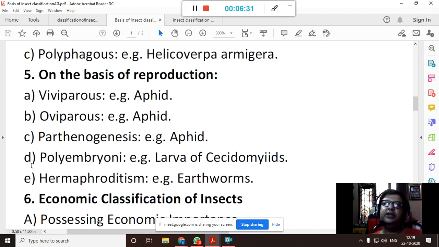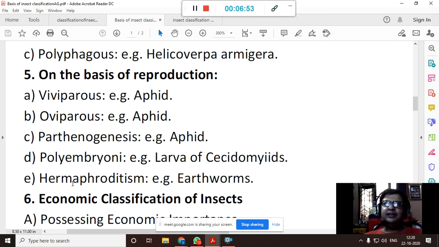And you have polyembryony, for example the larva of cystidomids. Cystidomids are small larvae which you can find. In one egg you find small little embryos developing. So from one egg you can find many flies coming out. Basically, different embryos are present inside one egg.